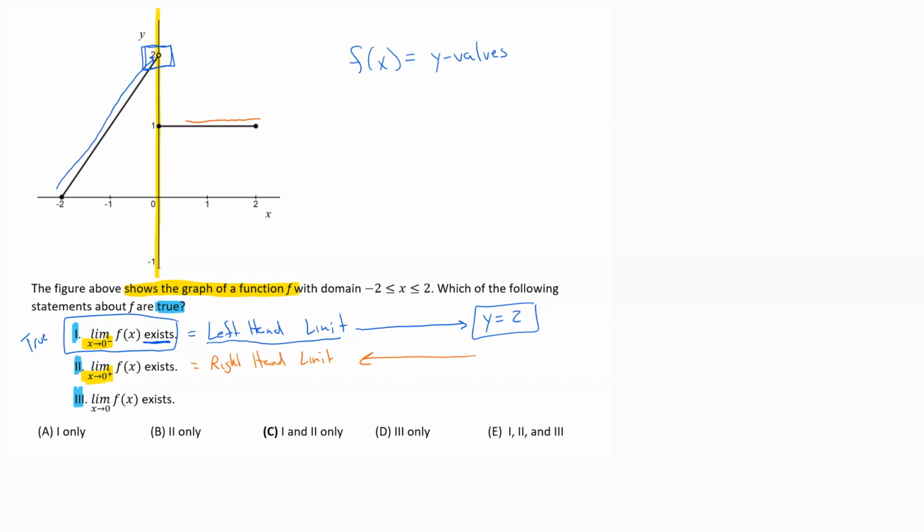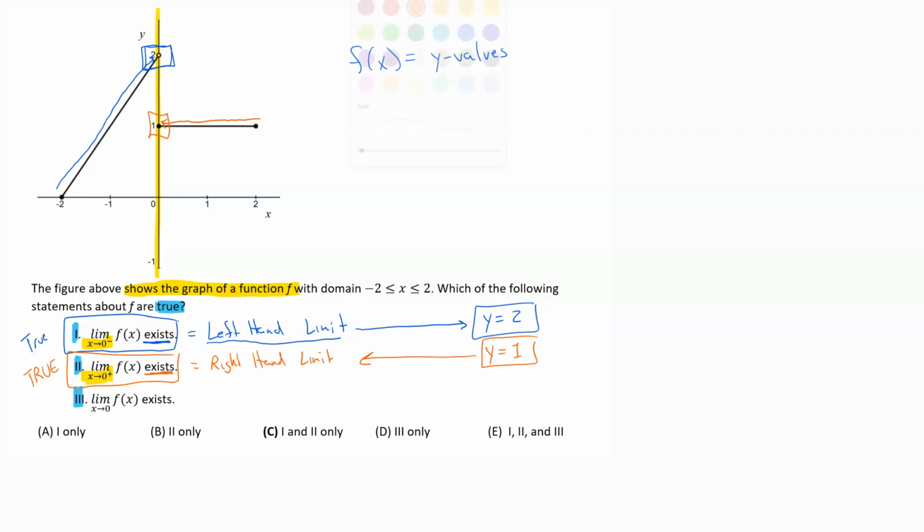Now I just need to see what's happening as I follow my graph from the right-hand direction. From the right-hand direction, it looks like I would hit the wall right here at a y value of 1. So my right-hand limit on this would be y equals 1. So I got an answer out. That tells me that my right-hand limit exists, and therefore I know that number 2 is also true.